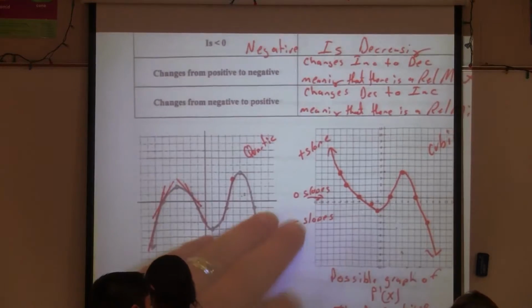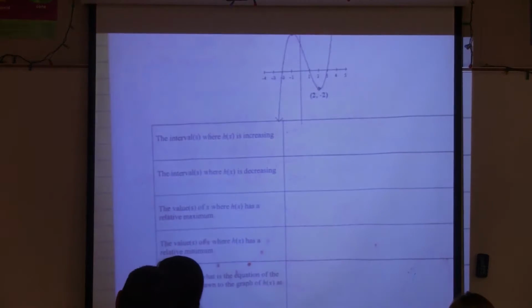Alright, so what we're going to do is we're going to explore a little bit more. We're going to look at the derivative graph now and see if we can answer questions about the original function.